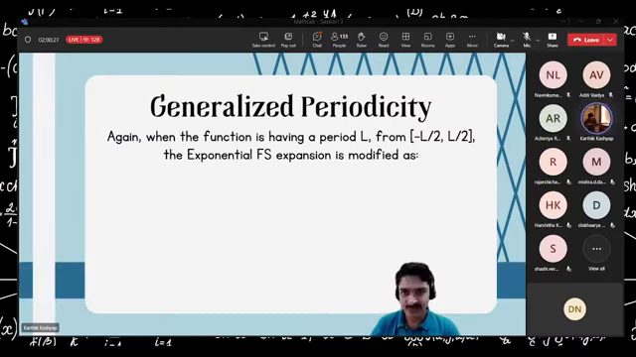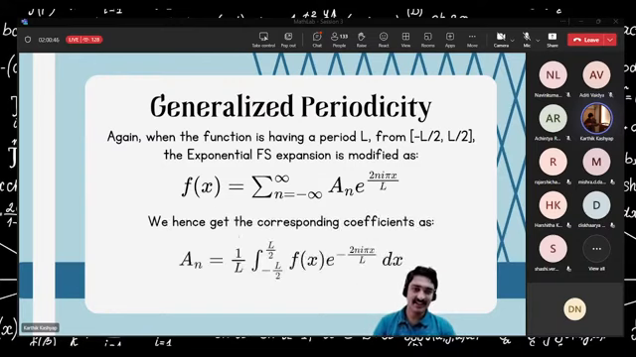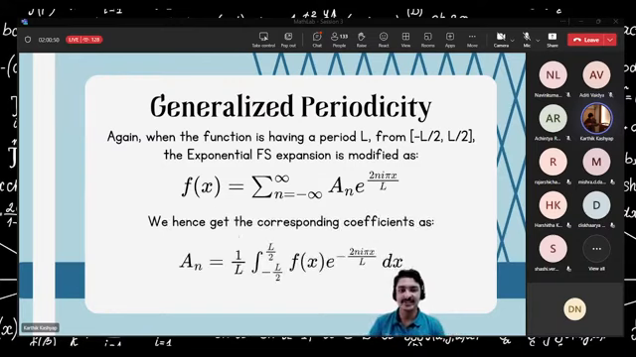And then again, generalized periodicity. Even this I am not going to prove. It's the same proof as the trigonometric series. We get f of x as a sum of c n e power 2 n pi i x by L instead of just e power i n x. And the coefficients again use minus 2 n pi i x by L instead of just minus i n x, with limits from minus L by 2 to L by 2.